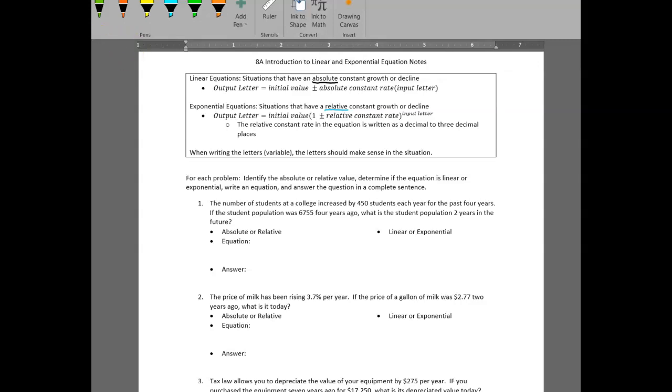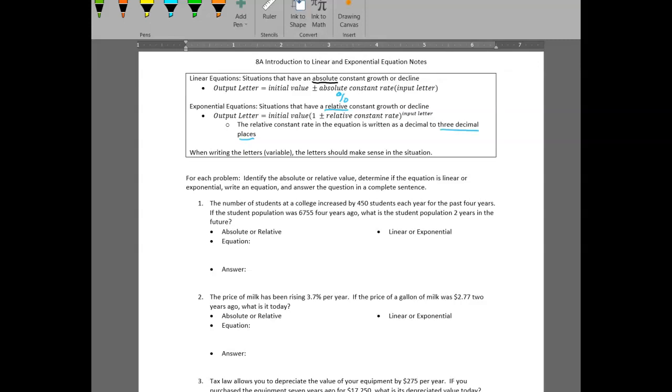All raised, so these are exponential. So we're going to have an exponent here raised to an input letter. And keep in mind that this relative rate is normally a percentage, right? But in order to use this in a mathematical problem, we have to change that percentage to a decimal. We're going to write it in 3 decimal places when we write it in our equation.